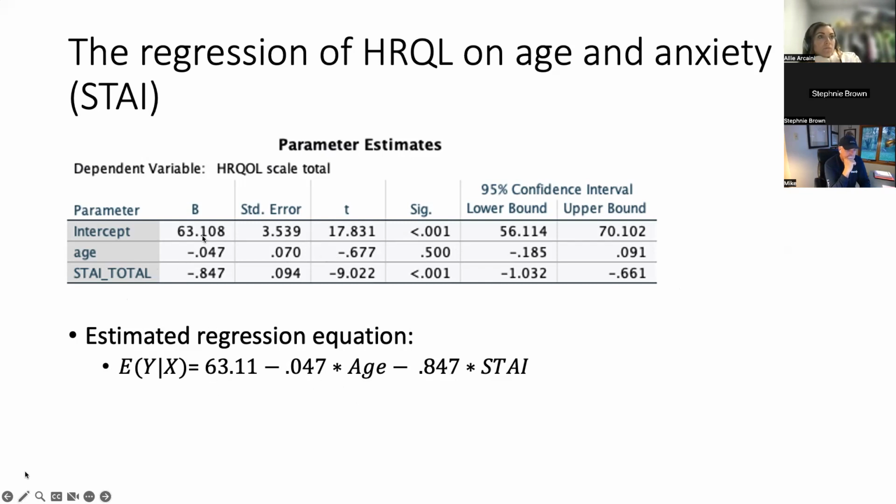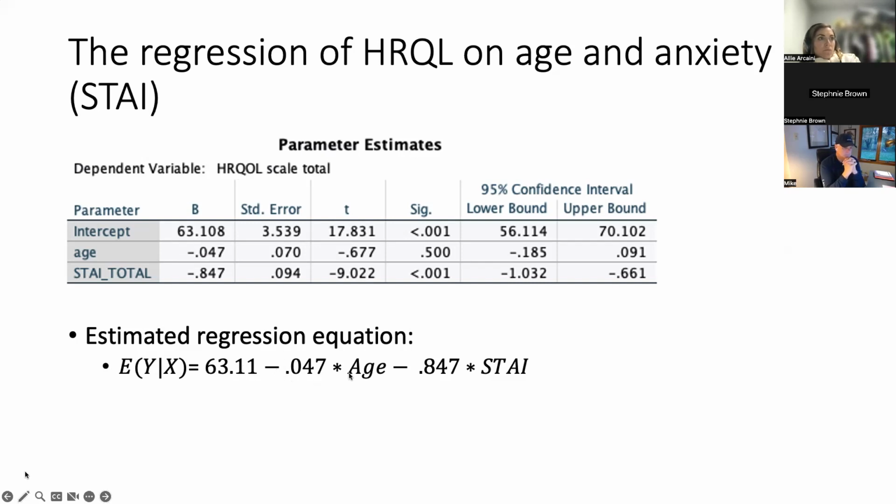So let's take a look at these coefficients. Here's my equation, and I put it in terms of the expected value of y. So 63 points. The health-related quality of life is a questionnaire, and I forget what scale, it might be on a scale of 100. So 63.11 is the average for folks who don't exist, but would have 0 age and 0 STAI. So again, not super interpretable.